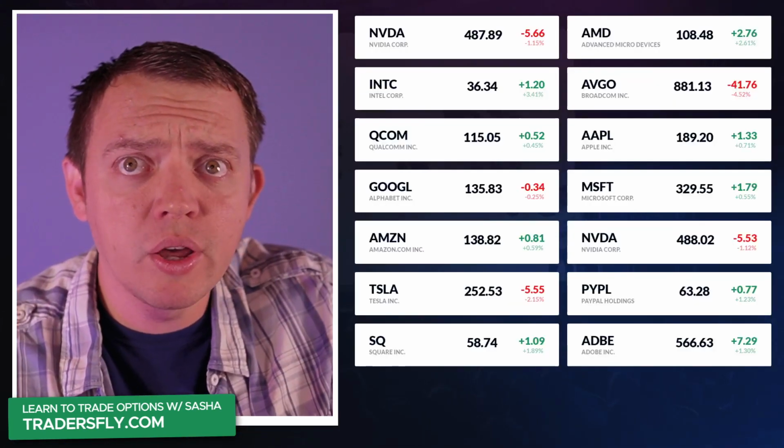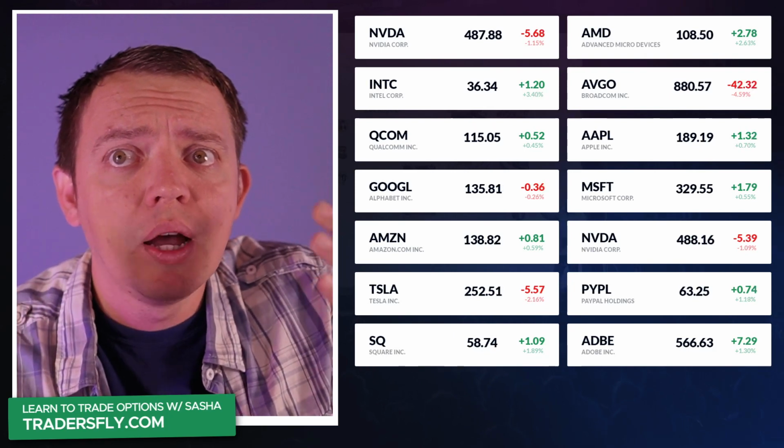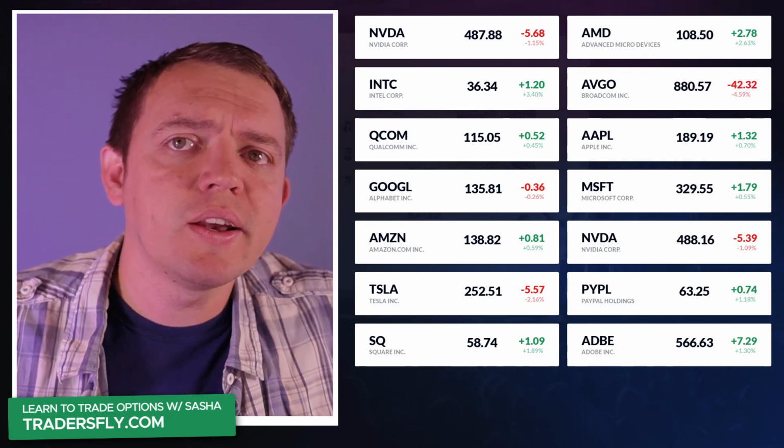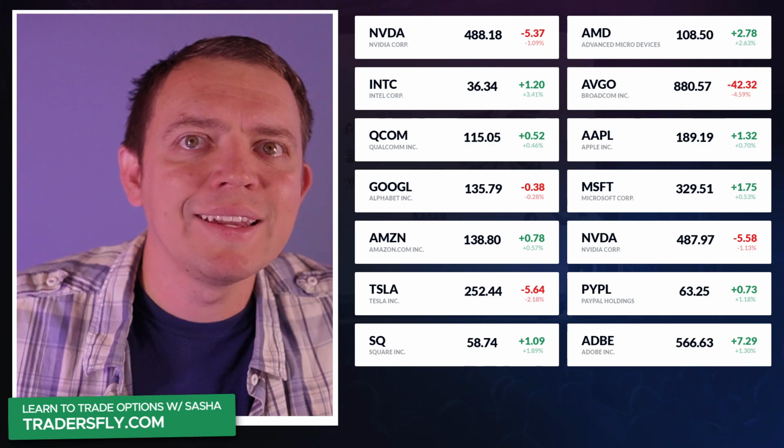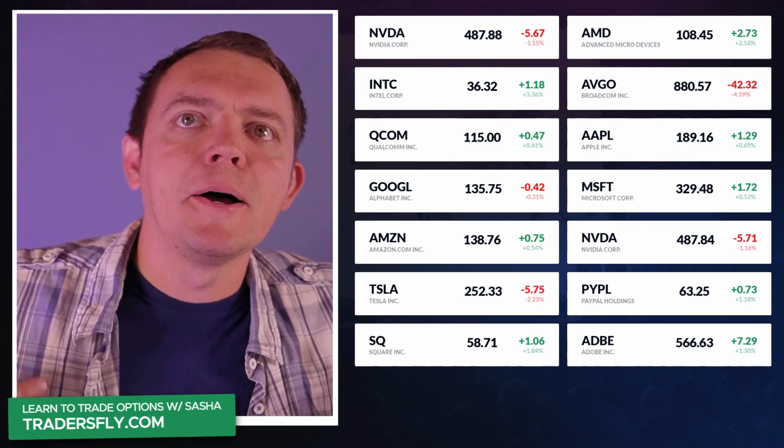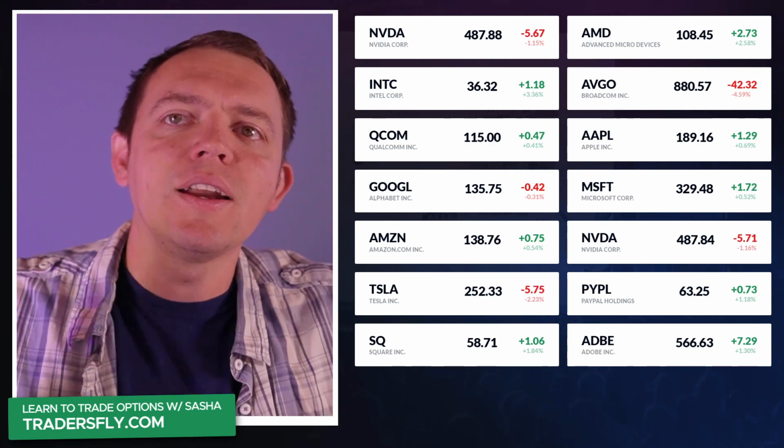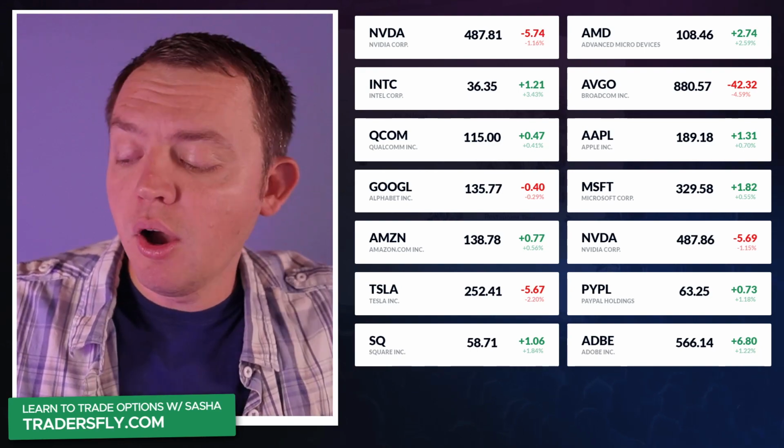Looking at what we've got going on right now: Amazon, Google, Tesla, and Square. Square's kind of up. Tesla, you can see, is pulling back, and Nvidia is also pulling back. So this is kind of what we've got as far as the trades go here on Friday.